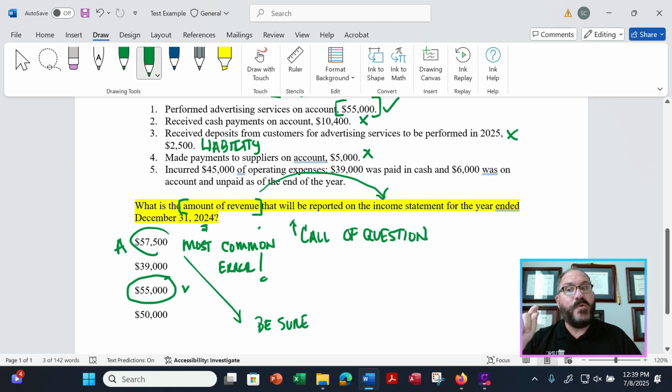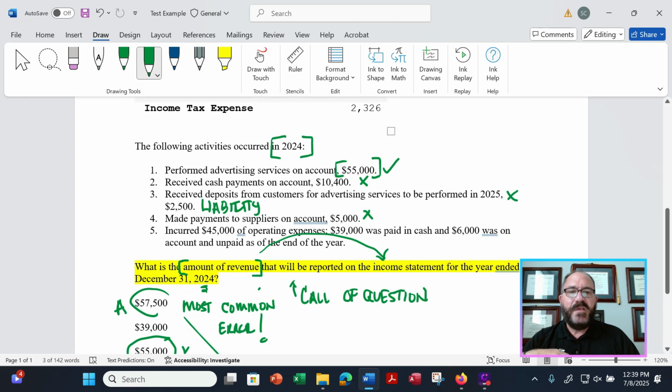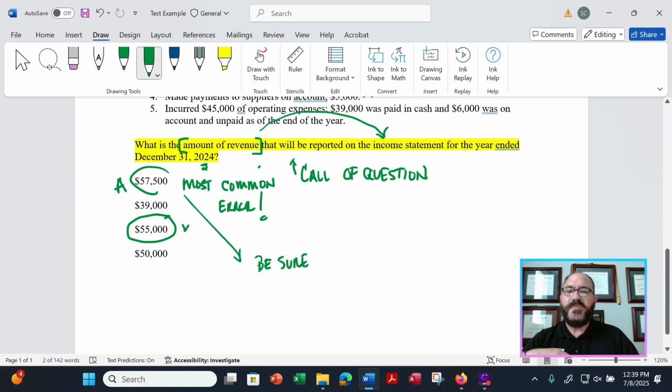We teach that in CPA review as well. And by the way, in this case, notice this is the right answer. How did they get $57,500? You see this 2,500 bucks here that they received payments for advertising services? Somebody who wasn't paying attention would have added this with this, and they would have gotten this answer. So remember, if you're picking A, be sure that it's A. Don't use A as a guess.